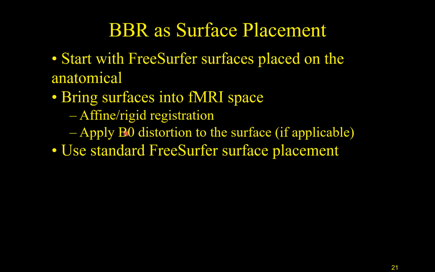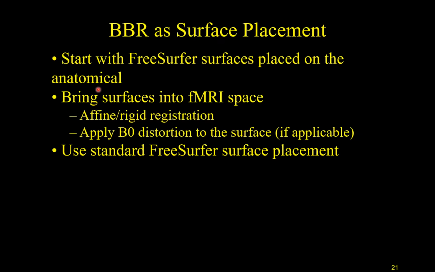So what BBR is doing is placing a surface on the fMRI. And so the question is, why go through this whole registration procedure that may or may not be accurate depending upon what your B0 distortions are? Why not just simply place the surface on the fMRI without going through this intermediate, or without assuming that things have to be rigidly aligned? To do this in FreeSurfer, you would start with the FreeSurfer surfaces.